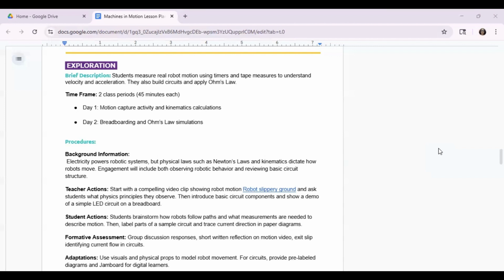On the first day, they will focus more on the physics side of capturing and measuring activity: velocity, acceleration, exploring Newton's laws, and kinematics calculations. Day 2 is more breadboarding and Ohm's law simulations. They will watch a short video to see how a robot moves around, and then perform that for their own exploration and gathering data.